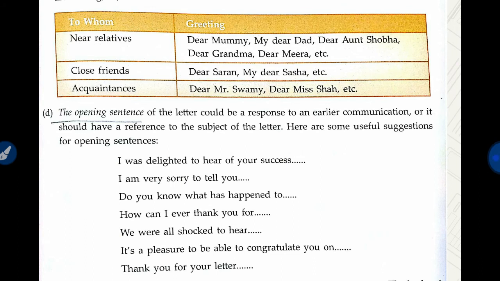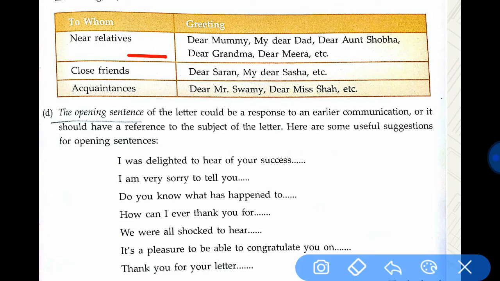So we have here, if you are writing to your real relatives, how to address them: dear mommy, dear dad, okay, or you can name them. If it's your friends, you can also name them, dear Saran, my dear, or you can even call my dear friend. And acquaintance means people whom you know, may not be that very dear to you, but you know them, so you can also use the name, Mr. Swami, dear Mr. Swami, dear friend. All these words can be used.